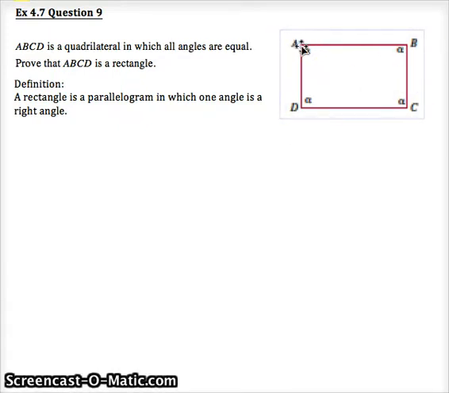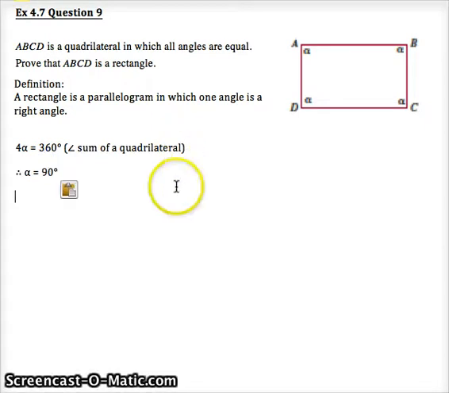Now, the only rule about a quadrilateral that we can use is that the angle sum of a quadrilateral is 360 degrees. So we'll just use that now. So we can say that alpha plus alpha plus alpha plus alpha, in other words, that 4 alpha is 360 degrees, reason being angle sum of a quadrilateral. Therefore, solving that equation, we can say that alpha is 90 degrees. So we have proven one part of this already, in that we've got one angle which is a right angle. We've actually proven that all of them are right angles.